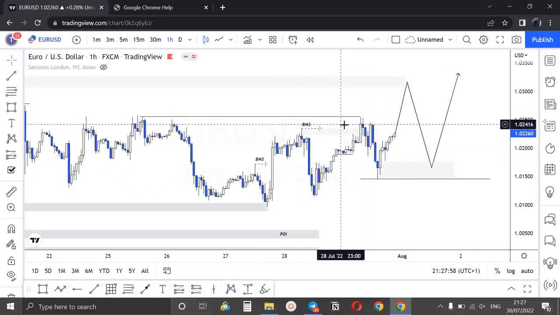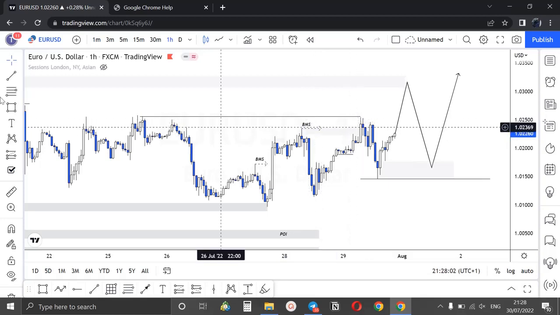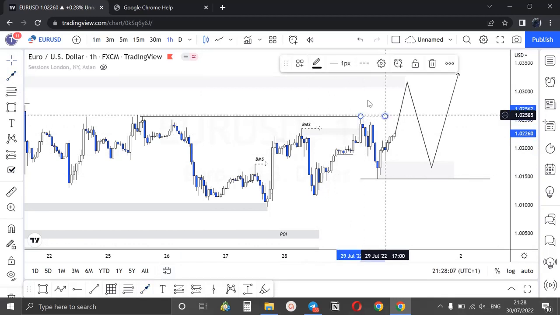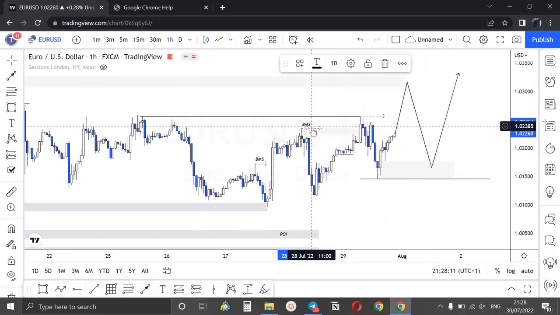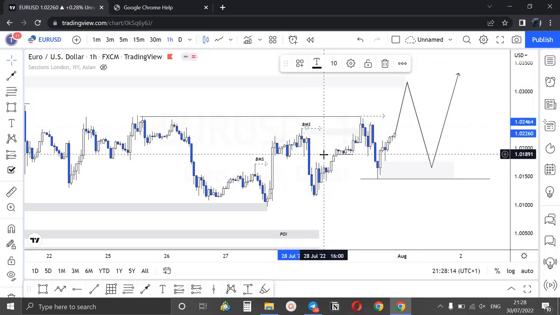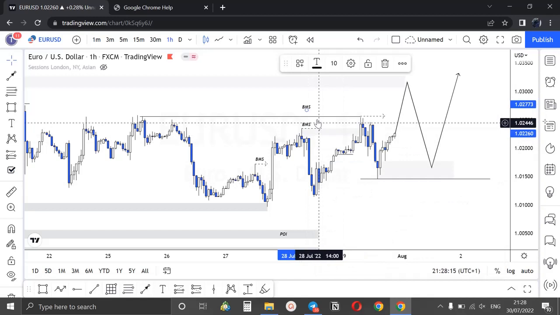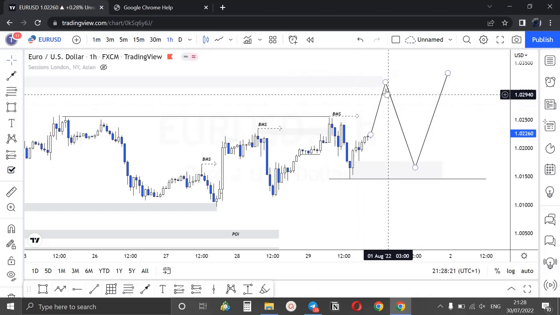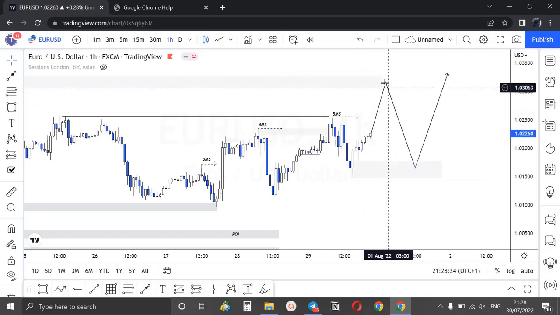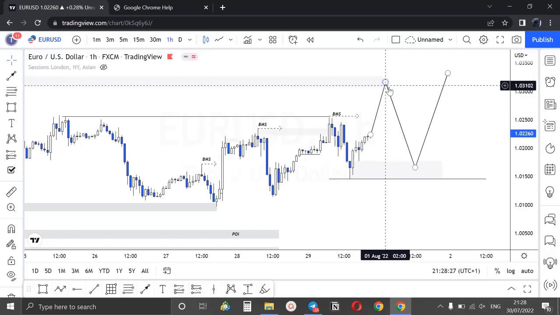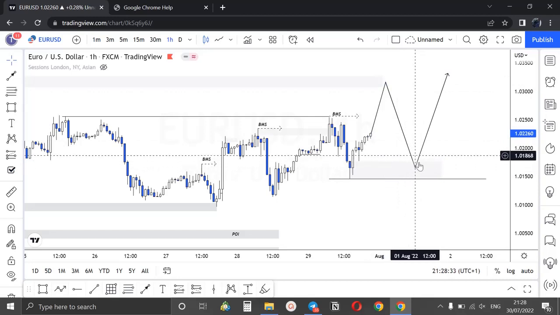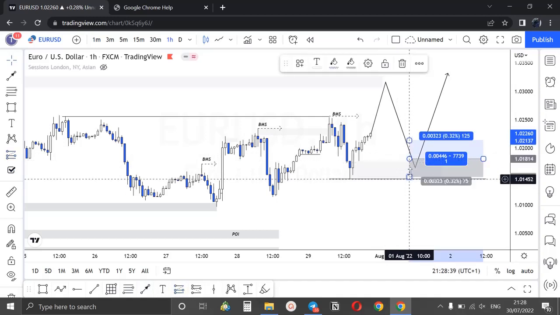So potentially this is what I'm anticipating on EU. I'm anticipating that price should break this high. Once price breaks this high, I'm anticipating to see a turn. Price should give us a high, and once they mitigate this area, I'm anticipating to see a higher low. Then I take my buy right from here.